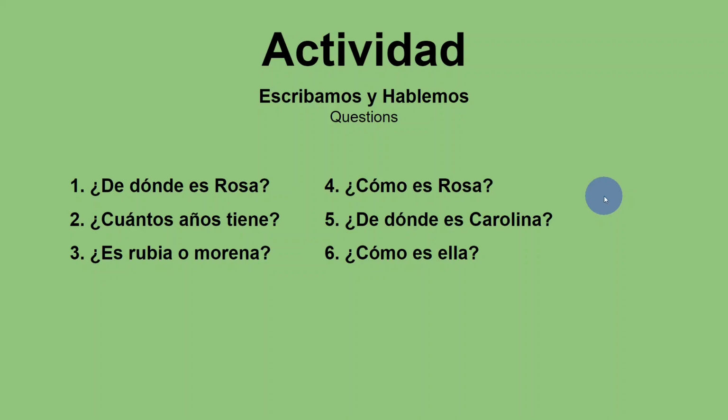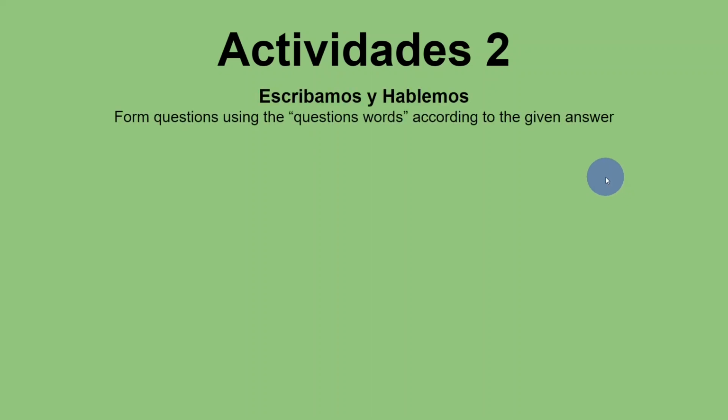Okay, I have another activity for you today. Actividad número 2. This is the first time I'm going to do this type of activity, which is very good as well. Escribamos y hablemos. Form questions using the question words according to the given answer.